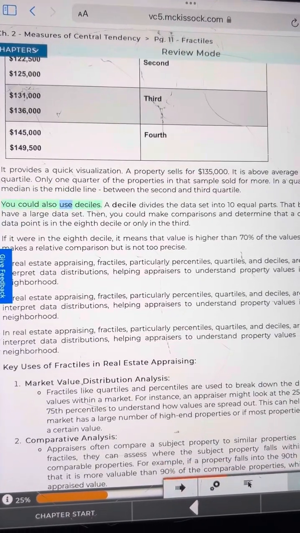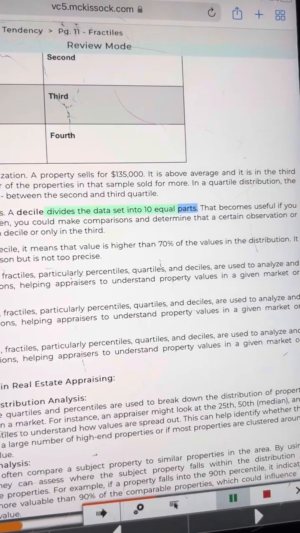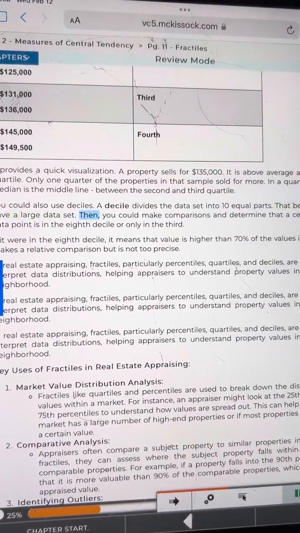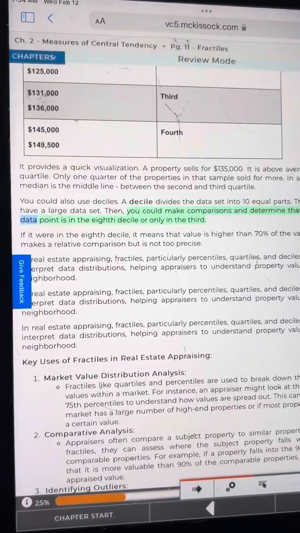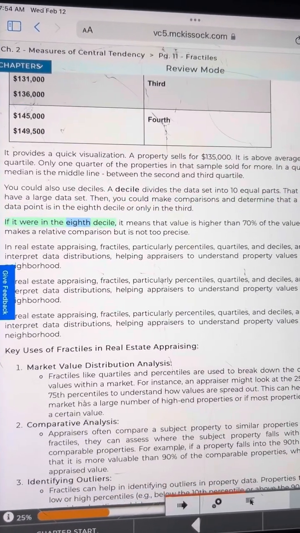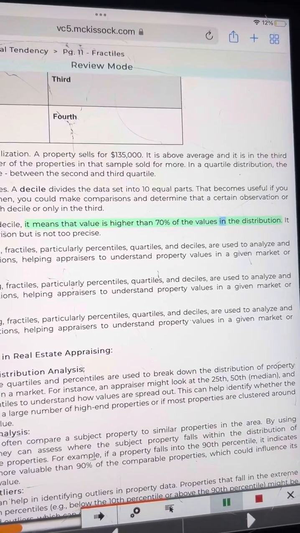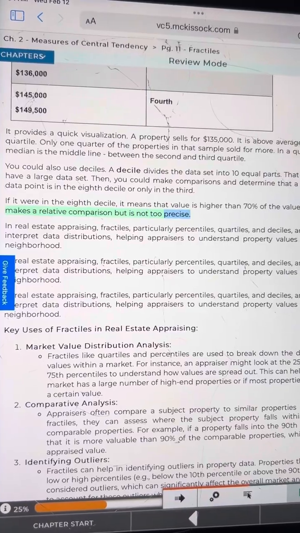You could also use deciles. A decile divides the data set into 10 equal parts. That becomes useful if you have a large data set. Then, you could make comparisons and determine that a certain observation or data point is in the 8th decile or only in the 3rd. If it were in the 8th decile, it means that value is higher than 70% of the values in the distribution. It makes a relative comparison but is not too precise.